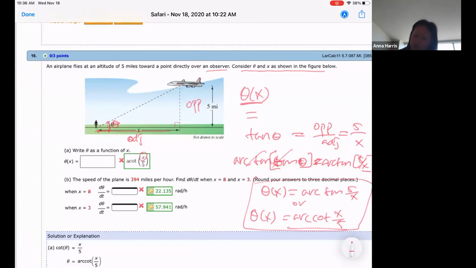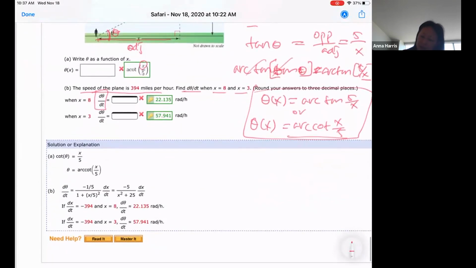Now after that, the speed of the plane is this per hour, d theta over dt when x equals 8, and round your answer to 3 decimals. So they want you to find a derivative of that. When x equals 8, you just take a derivative over that. So d theta over dt is equal to the derivative of this.